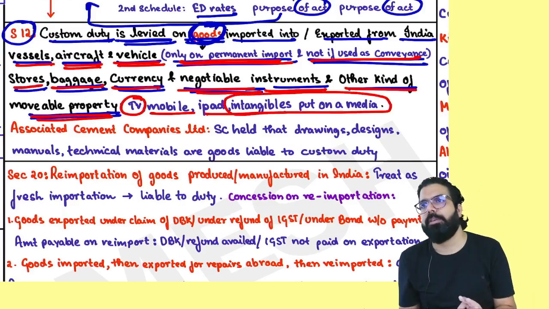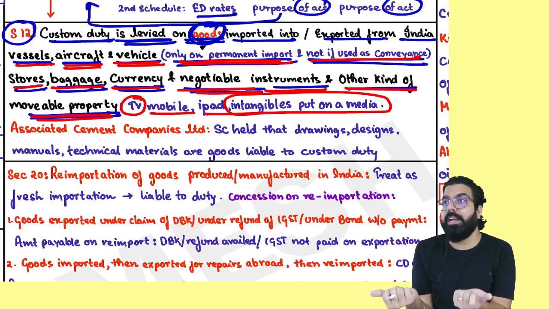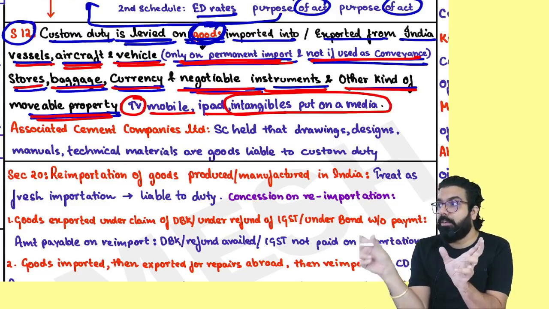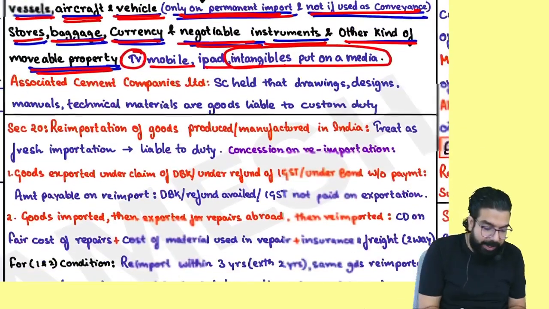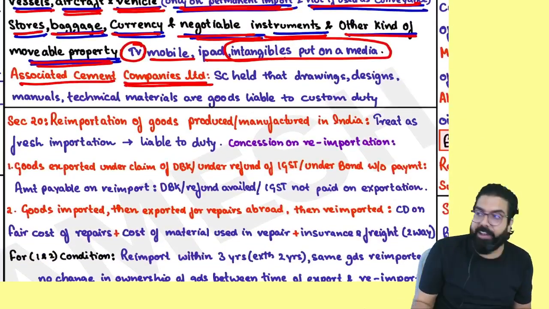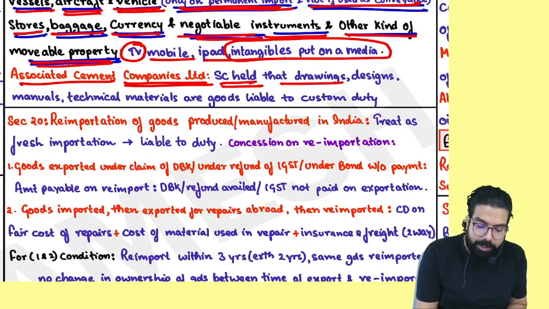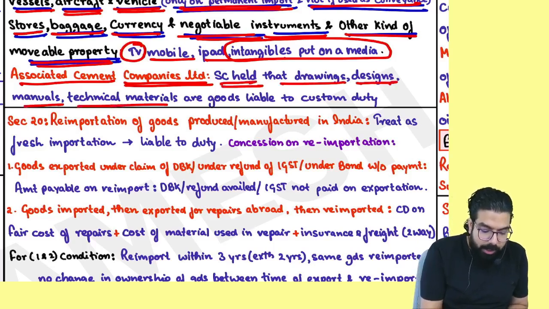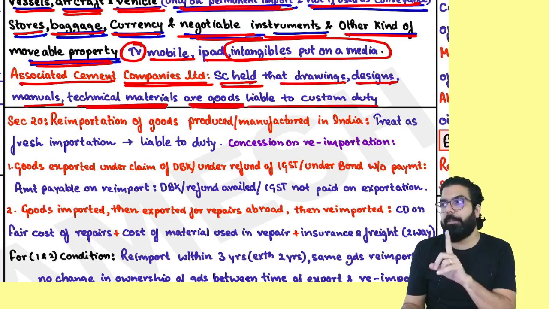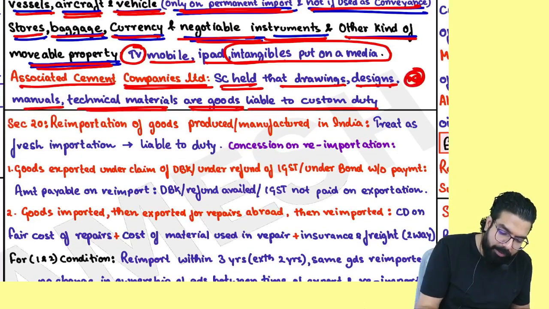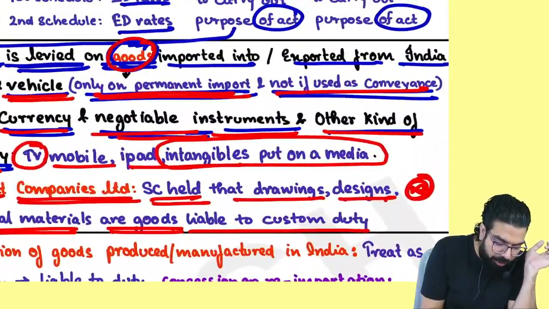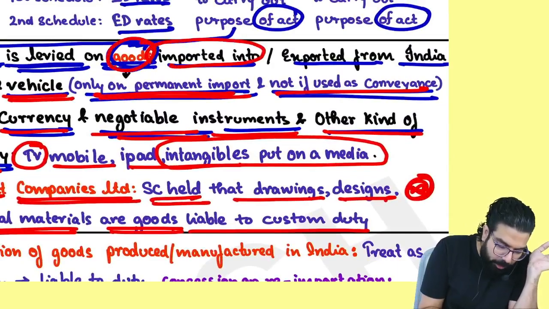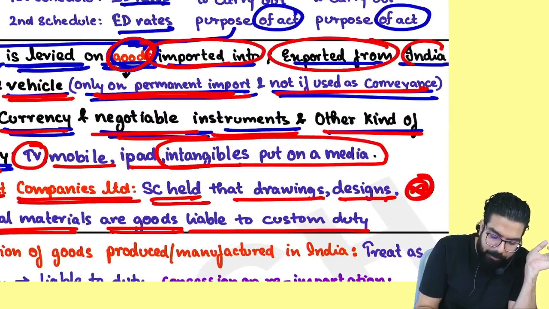Intangibles put on media means software in a CD is what? Software is intangible, put in a CD is what? Goods or not goods? They went ahead and clarified. In the Associated Cement Companies case law, the Supreme Court held that drawing, design, manual, technical material are goods and liable to custom duty. Please remember this point. I like this point, everyone. Next. Now listen. Custom duty is levied on goods imported into India or exported from India.